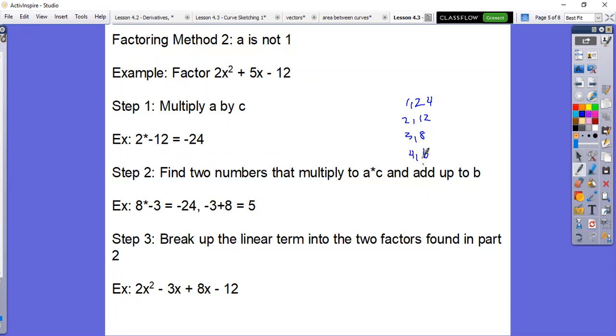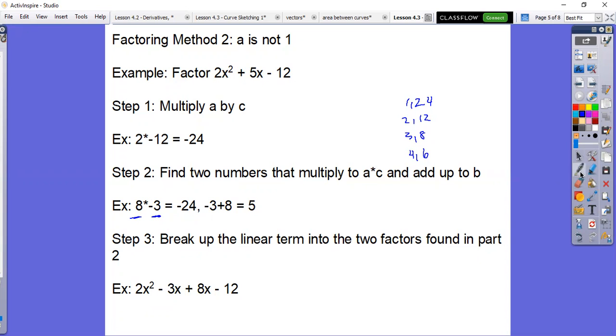All right, so I need to find a combination of two factors that will multiply to negative 24 and add up to 5, and that will be 8 and negative 3. What I'm going to do with those two numbers is break the linear term up into those two factors. So I'm going to break this up into 2x squared minus 3x plus 8x, because the two numbers that I found here were 8 and -3. It does not matter which order you put them in right here.